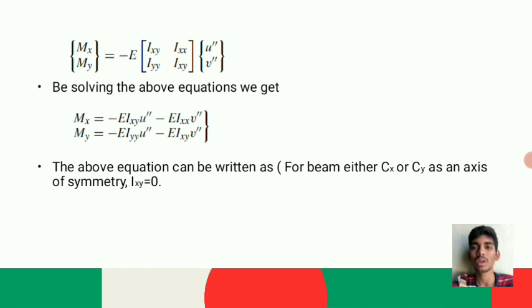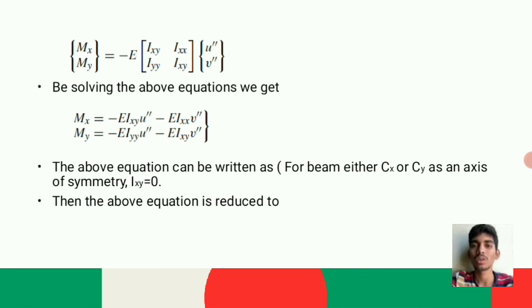Further, if Cx or Cy is an axis of symmetry, the moment of inertia about the xy coordinates, Ixy, is 0. Therefore, by substituting Ixy as 0, we can reduce the above equation, that is, u double dash is equal to minus moment about the y axis by E Iyy. Next, we get v double dash is equal to minus Mx by E Ixx.